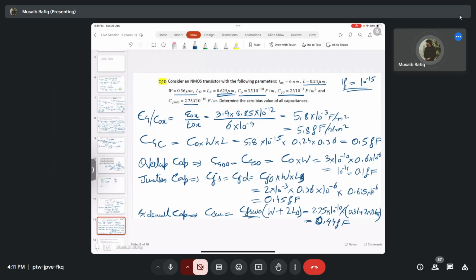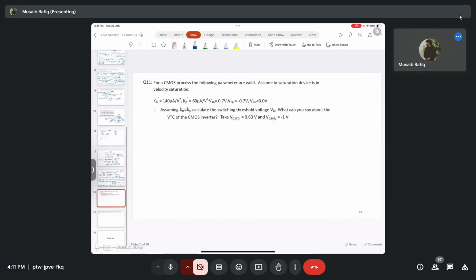Now, question number 11. It states that for a CMOS process, the following parameters are valid. Assume the device is in saturation, velocity saturation, and my parameters are given like this. Assuming Kn equal to Kp, we need to find the switching threshold voltage Vm, and we need to comment on the VTC of the inverter. What is it from the Vm value?